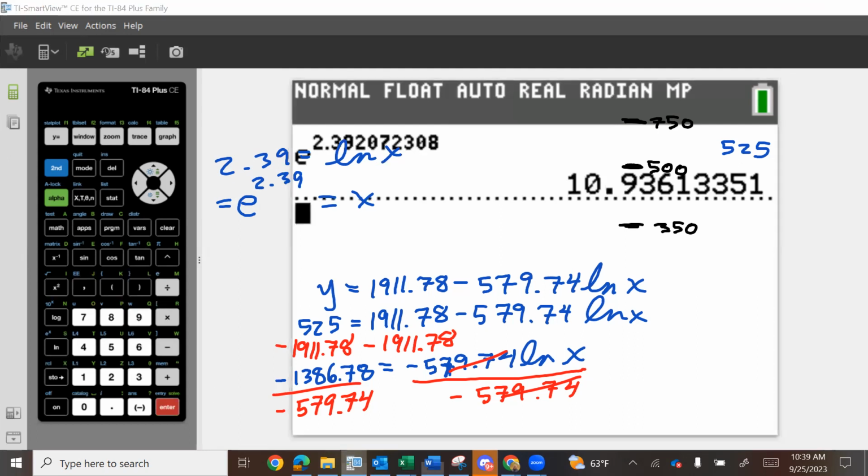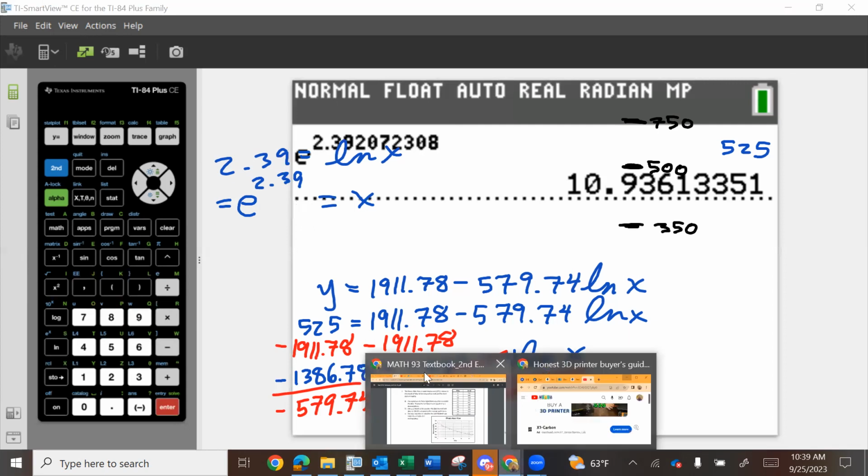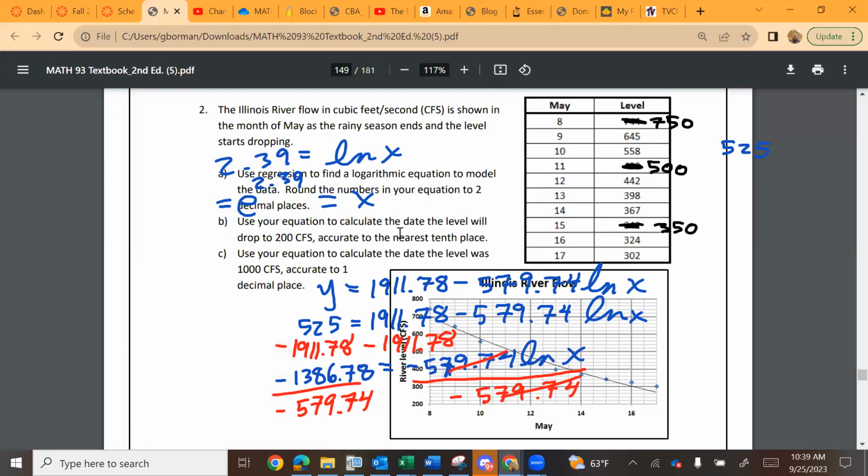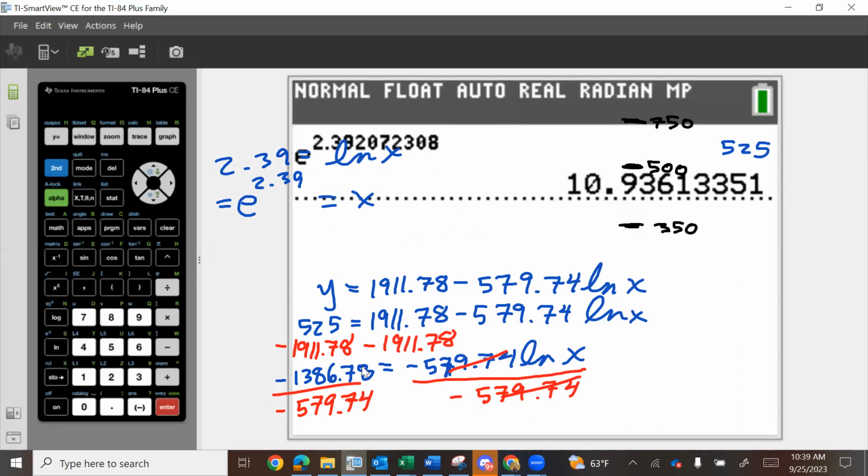And let's see, whoops, where's the book? Book is here. It says we want to go to 1 decimal place, the nearest tenth. So that would be 10.9.